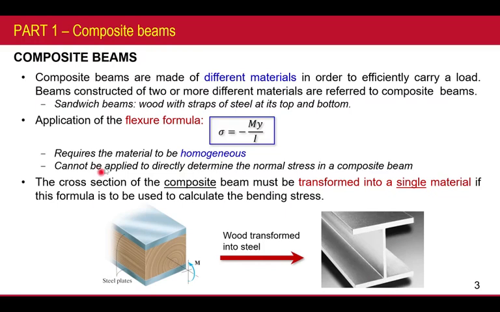Okay? So that means the cross section of the composite beam must be transformed into a single material if this formula is to be used to calculate the bending stress. Look at the keywords here, I highlight some: the cross section of the composite beam must be transformed into a single material. Why not the height? Because this sigma is equal to negative My over I. As with torsion, everything is based on the location in the y-axis.